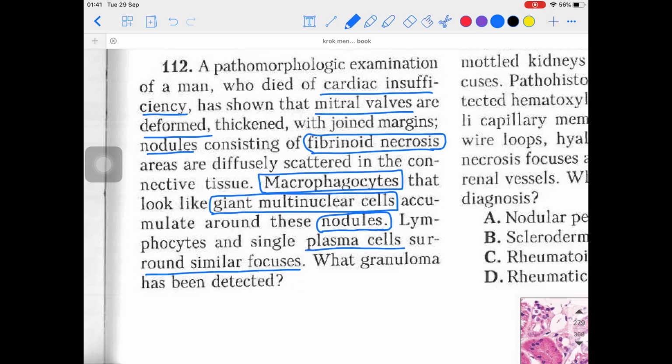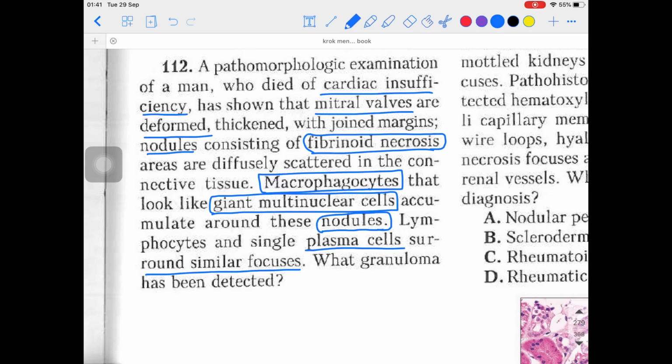So what do they have? They have macrophagocytes, meaning a lot of macrophages will be present there, doing the phagocytosis process, and due to that, in the myocardium, there will be the formation of the Aschoff granuloma. So the nodule they are talking about is the Aschoff nodule, and these giant multinuclear cells are the caterpillar cells or the Anichkov cells.